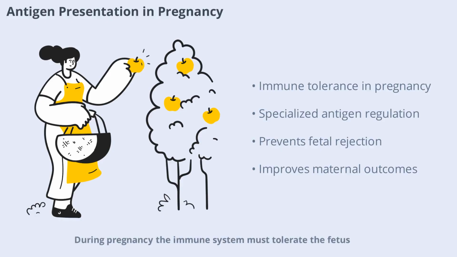During pregnancy, the immune system must tolerate the fetus, which expresses antigens from both parents. Specialized mechanisms regulate antigen processing and presentation to prevent the mother's immune system from attacking the fetus. Research in this area helps improve outcomes for both mothers and babies.